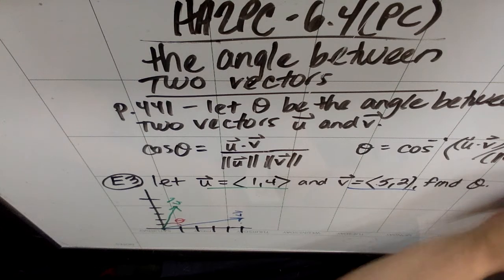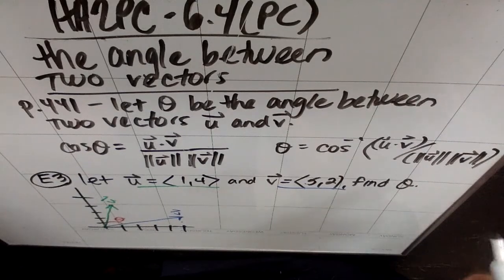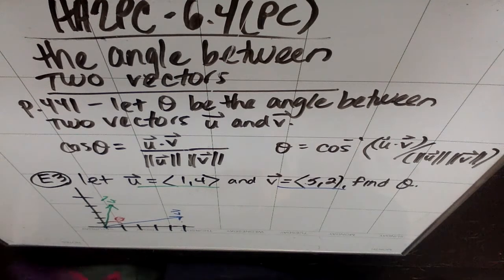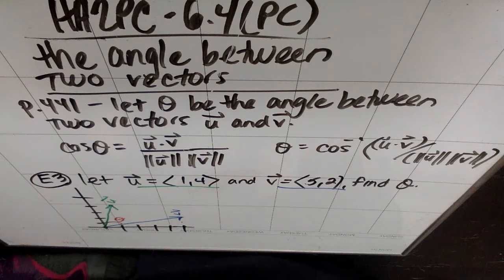So I'm going to inch this over so you can see it. But if I were you, I would find all 3 of these numbers first and then just be able to plug into my calculator that it's the inverse cosine of those quantities. I can see just based on the visual I have that I should get an acute angle because both of these vectors are in quadrant 1. The angle between them is clearly smaller than 90 degrees.